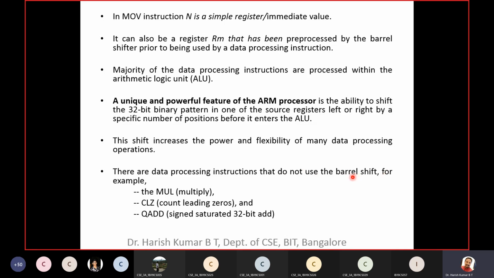As I already mentioned, one is multiply, because the MAC architecture is completely separate and the MAC is not connected with the barrel shifter. Multiply is one such instruction, and CLZ is another instruction, count leading zeros, which we'll be using later. And QADD is one more, signed saturated 32-bit addition, which we are not going to use anywhere. So these are a few instructions which do not make use of the barrel shifter.